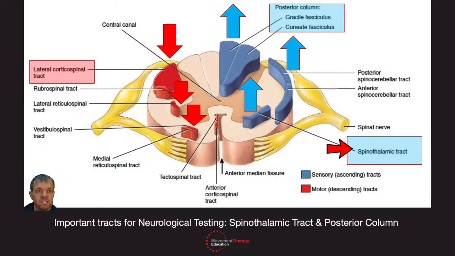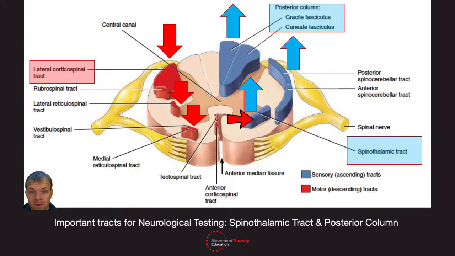So if we have a look at spinothalamic, have a think about what that might mean. Spino is to do with the spine, and thalamic to do with the thalamus. So which direction is it going from? It's going from the spine to the thalamus, so it must be sensory, okay, because it's going up. All right, so hopefully the information from before will make this make a bit more sense.